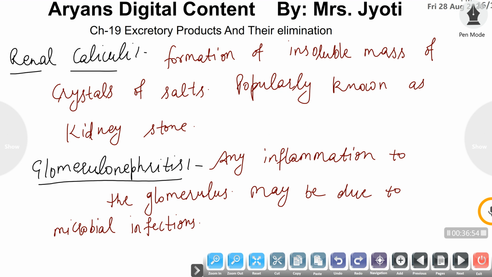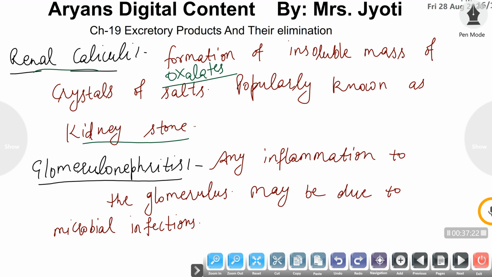The second most common disorder of the kidneys is renal calculi. Renal calculi means the formation of insoluble masses of some salts. For example, oxalic acid forms oxalate. Oxalic acid is formed from urea, and the oxalates start to deposit in the kidneys, and these are popularly known as kidney stones, which are very painful.